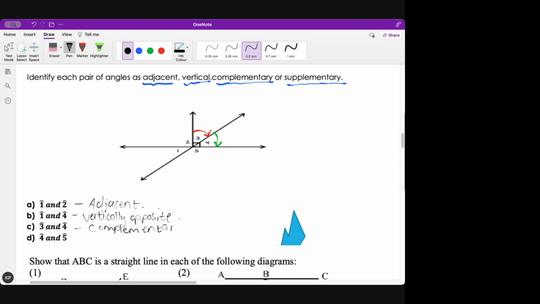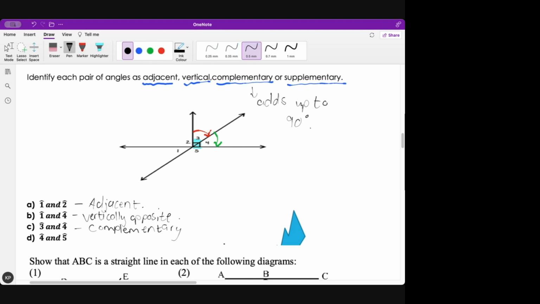Complementary. They add up to 90 degrees. So complementary means adds up to 90 degrees. Great. But what other one could you have classified angle 3 and 4? We know they're complementary. First of all, let me say this before, in case someone is confused, because of this block over here that's telling us that that angle is a 90-degree angle, which is 3 and 4 together.